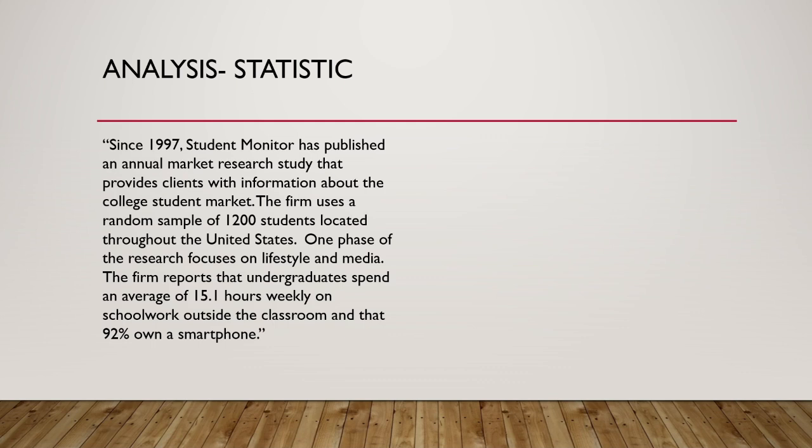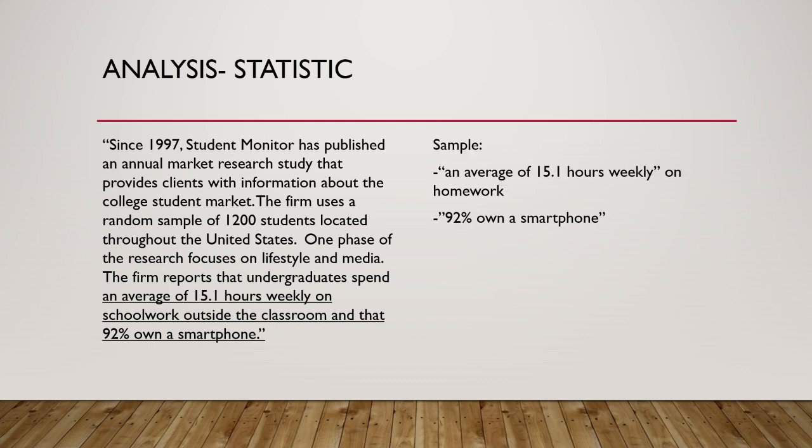And then lastly, the statistic. So we've got two here. They found that the undergraduates spent an average of 15.1 hours weekly on schoolwork, and 92% of them own a smartphone. So that would be the statistic here. Ignore where it says sample, that should stay statistic.